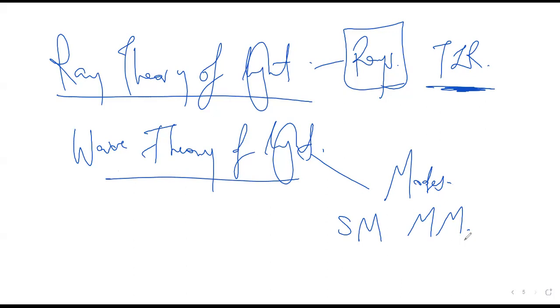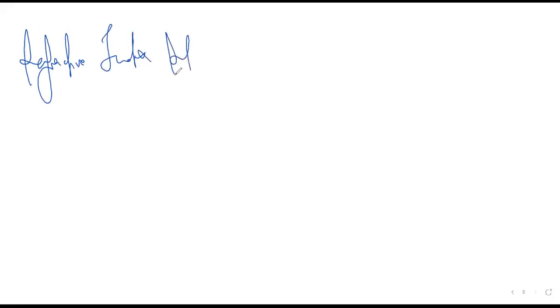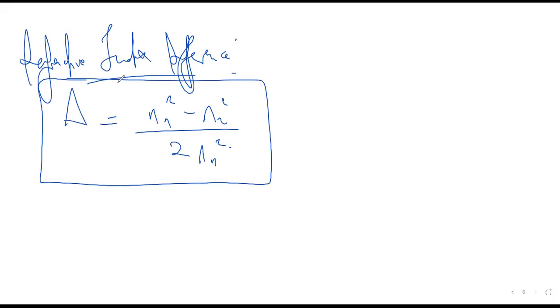All right. To be used in calculations, you need to know what we call the refractive index difference. You need to know this. It's just a formula: N1 squared minus N2 squared over 2 N1 squared. In some of the questions you will be getting, you may be given only N1. Find the numerical aperture.